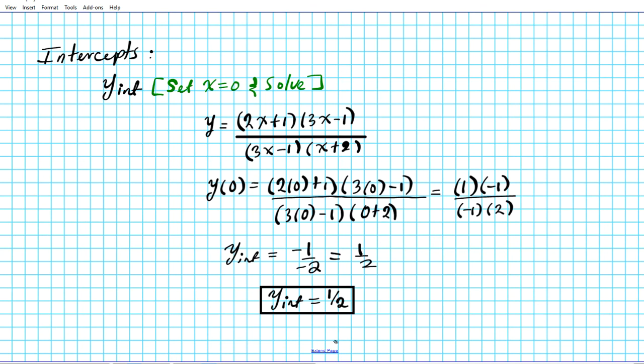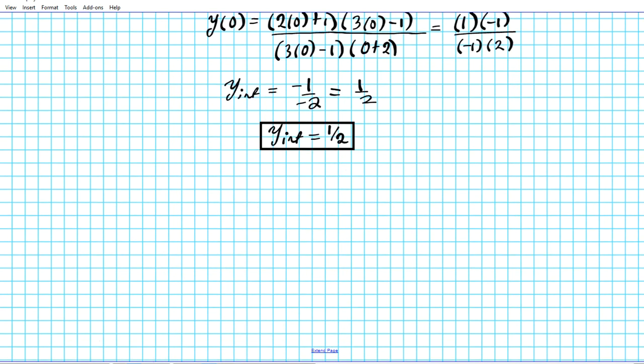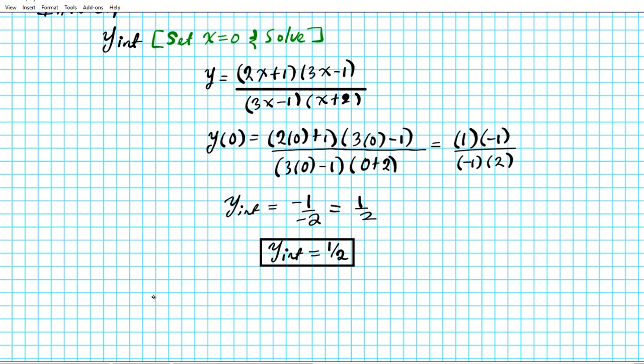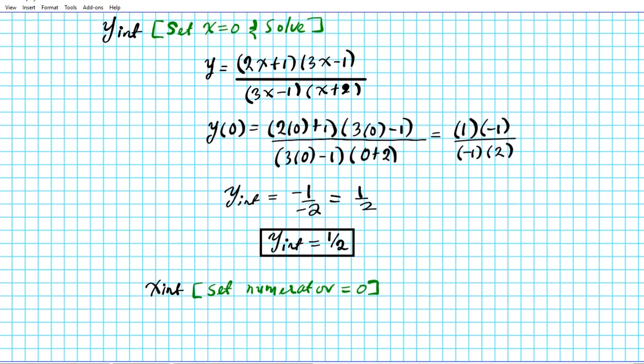Okay, now let's take a look at our x-intercept. For our x-intercept, what do you think we are going to do? For the y-intercept, we set x to 0. So for our x-intercept, we're going to set y to 0. Okay? The faster way to do this will be to just set your numerator to 0, because when you cross multiply, your denominator will disappear. So just setting the numerator to 0 is equivalent to setting y to 0. Okay, that's the fastest way to do it.